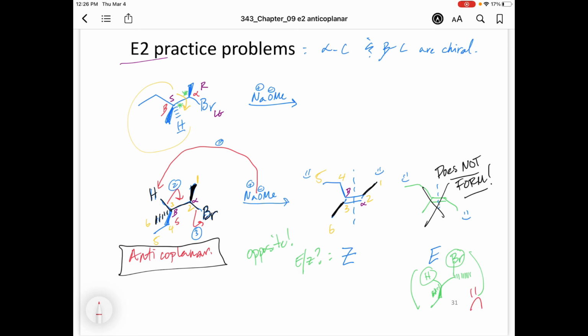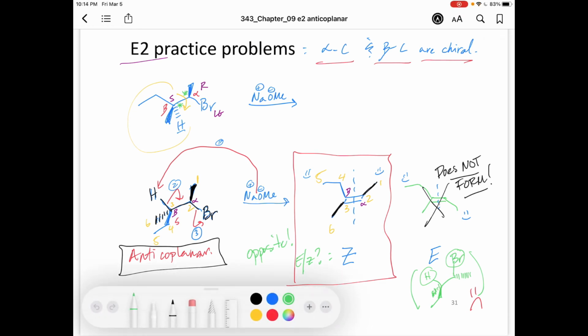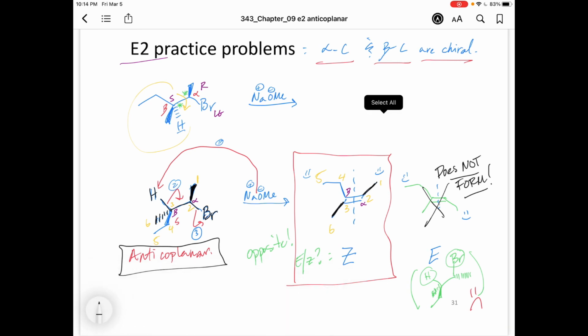So this is why it's super important. When you have an alpha carbon and a beta carbon that are chiral, you have to rotate it and make sure before you draw your alkene product, because in this case, you only get this alkene as your desired product. And I just want to make one more note on here. In good old organic chemistry fashion, we are learning that the syn orientation of our hydrogen with our leaving group does not undergo E2, okay?